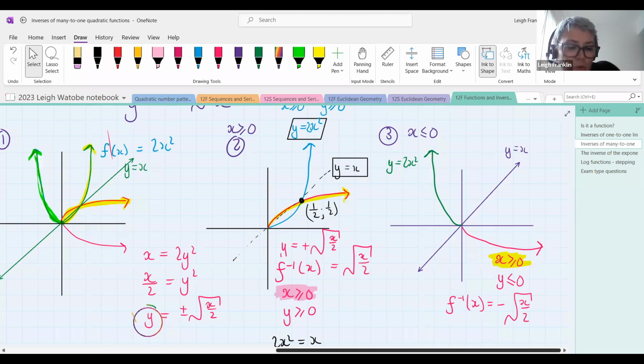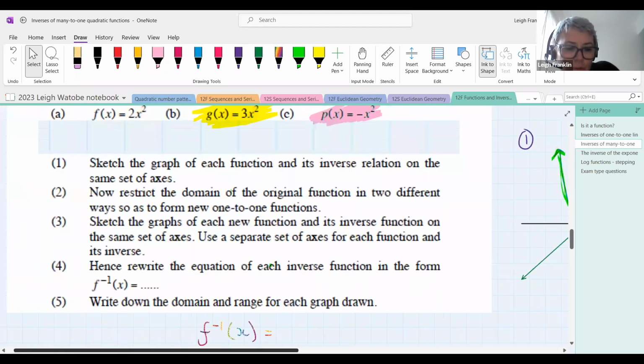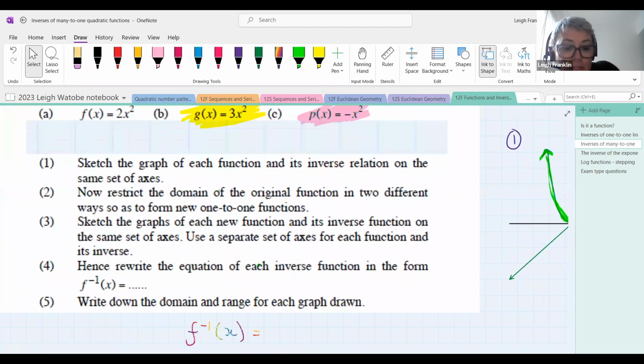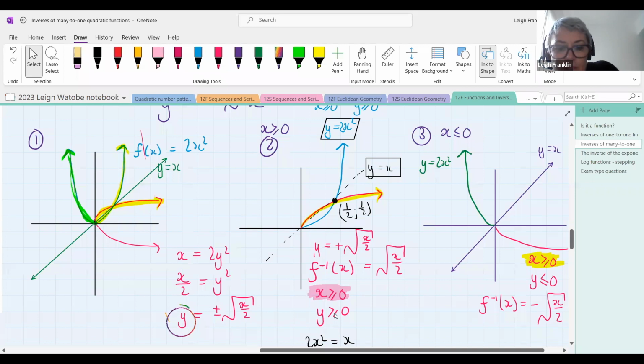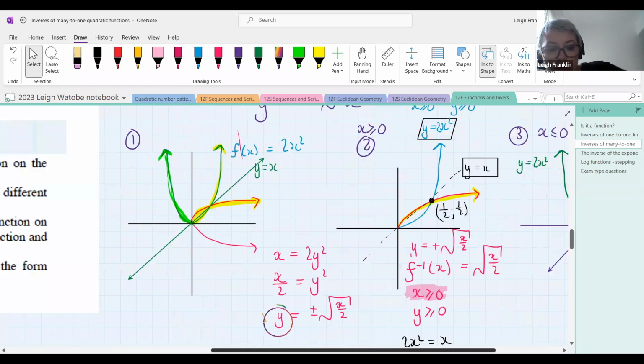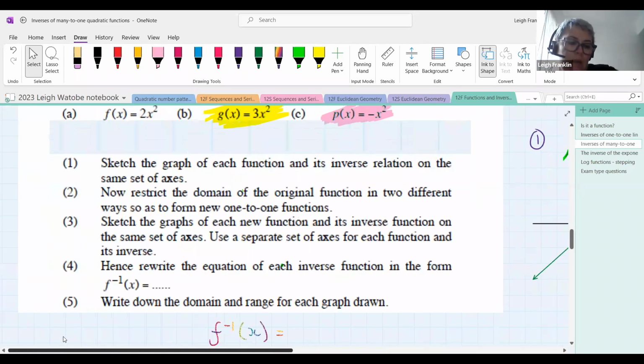You don't have to find the coordinates at the point of intersection though. And then obviously here at the bottom where it says write down the domain and the range of each, what we've done is I've written the domain and the range of the inverse. We should be able to do the domain and the range of the original functions without any problems.